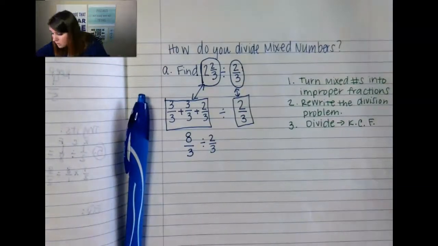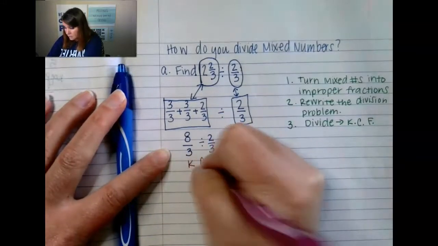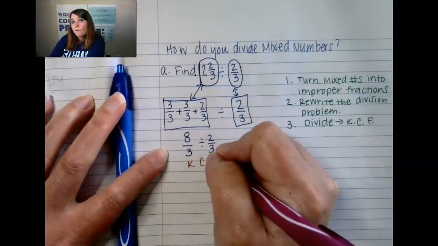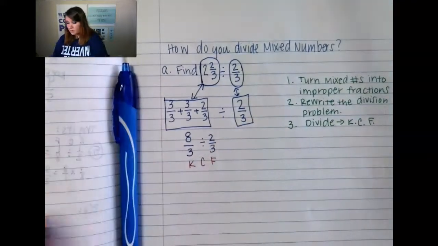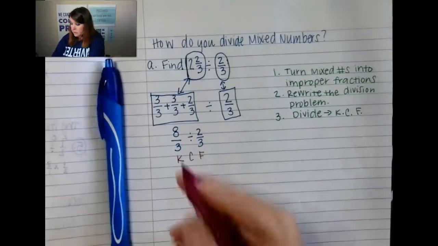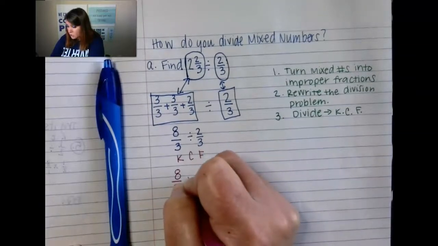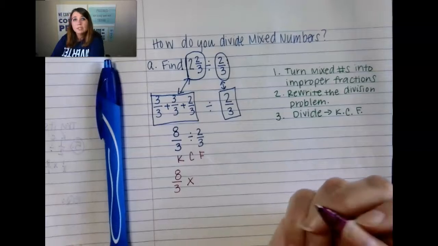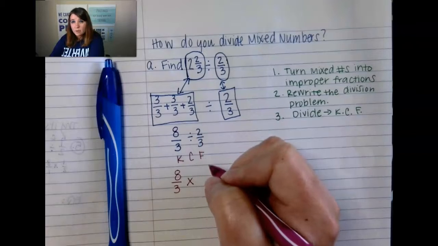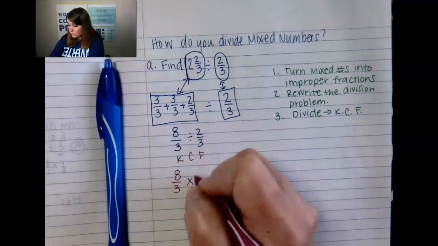Okay, here we go. This first one, I need to keep. This division sign, I'm going to change. And this last one, I am going to flip. All right, I'm going to keep 8/3. I am going to change to a multiplication sign because I know reciprocals. And I am going to flip, or find the inverse of, 2/3. The inverse of 2/3 is 3/2.